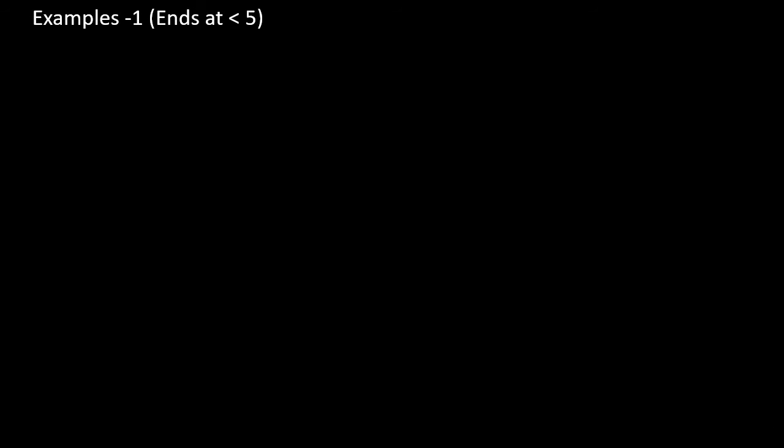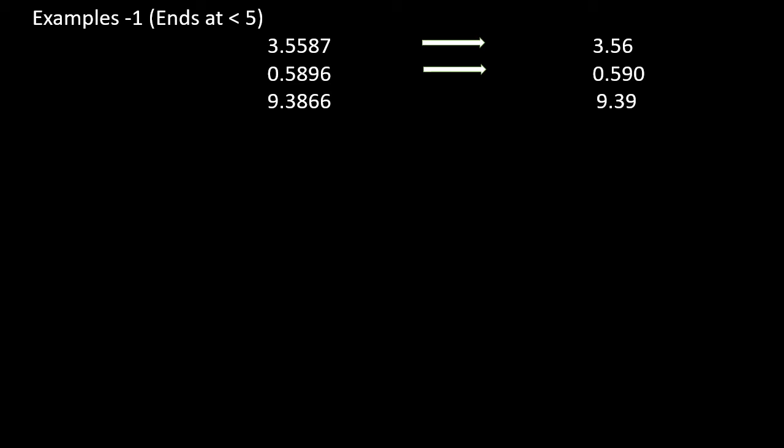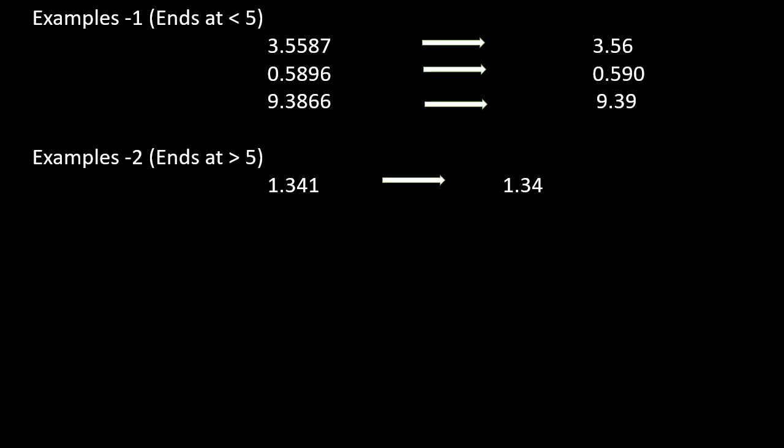Suppose the number 3.5587 is to be rounded off to 3 significant figures. Because the fourth digit 8 is greater than 5, the third number is rounded up to 3.56. Likewise, 0.5896 becomes 0.590 and 9.3866 becomes 9.39. If we round off 1.341 to three significant figures, because the fourth digit 1 is less than 5, then we get 1.34. Likewise, 0.3762 becomes 0.376 and 9.873 becomes 9.87.